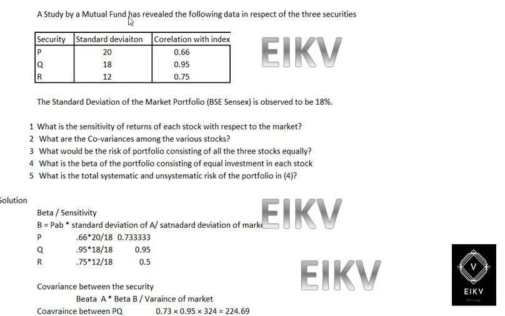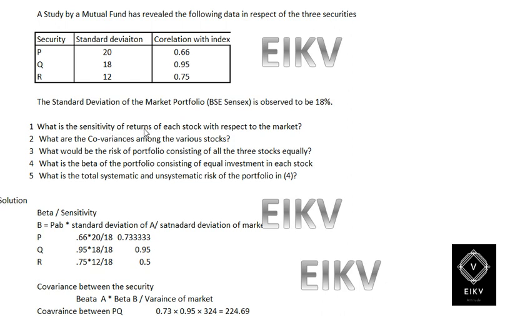So in this illustration, a study made by the mutual fund has revised the following data in respect of three securities: Security P, Q and R. Standard deviation 20, 80 and 12. Correlation with index would be 0.66, 0.95 and 0.7875. The standard deviation of the market portfolio, BSE Sensex, is observed to be 18%.